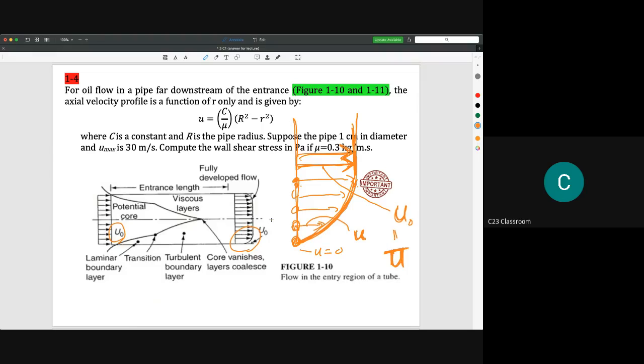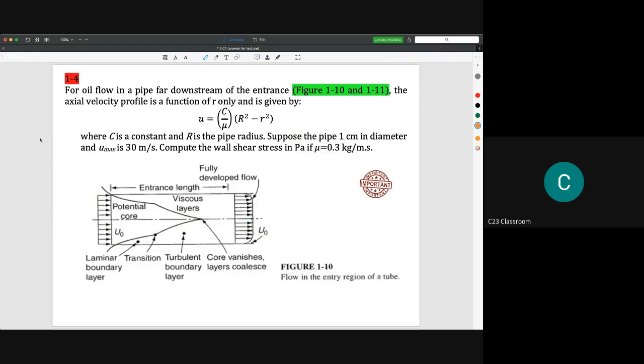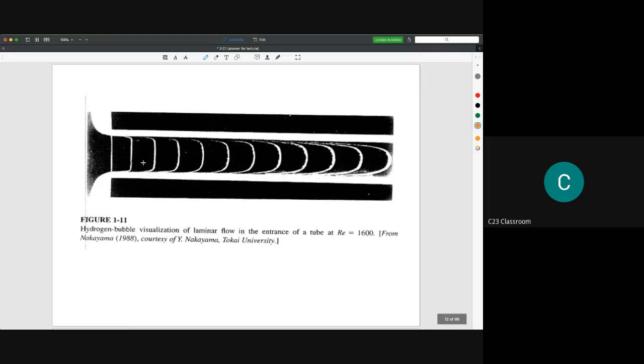Okay, so in this question, it's just to calculate, but in chapter 2 and chapter 3, we are going to derive this velocity. Let's say we have r is constant, and u max is 30 meter per second. Everything is here. This is the experiment shown in your textbook, showing how the velocity distribution occurs in a laminar flow, because the Reynolds number is 1600.